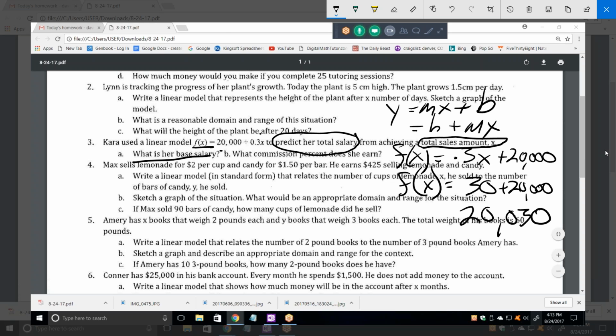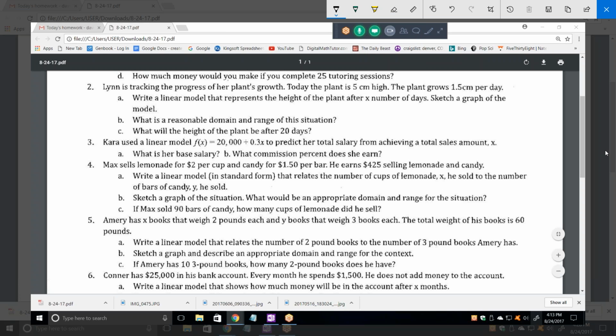So we've got her base salary, and her commission is merely the decimal that's in front. In other words, what is m? m is 0.3. 0.3 is 30%. The question said, what commission percent does she earn? Well, 0.3 is 30%. Okay. All right, let's look at number 4.